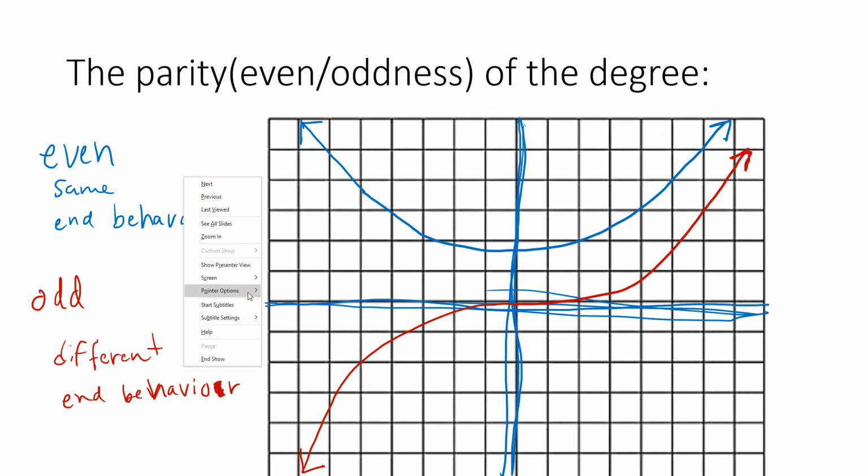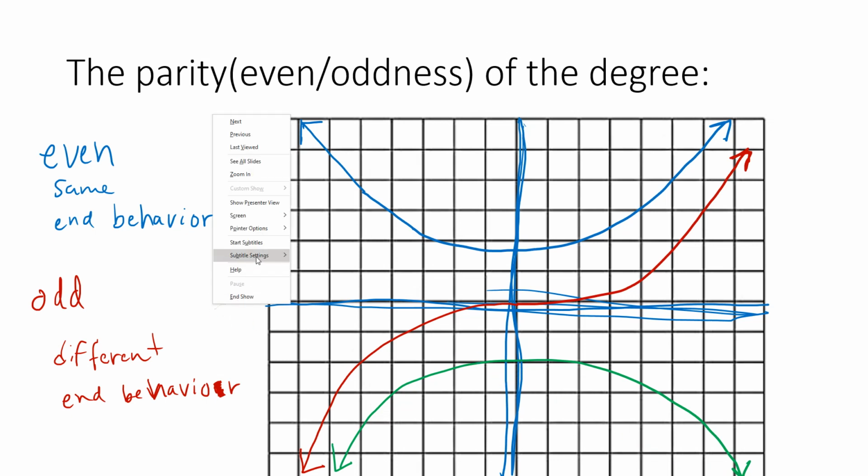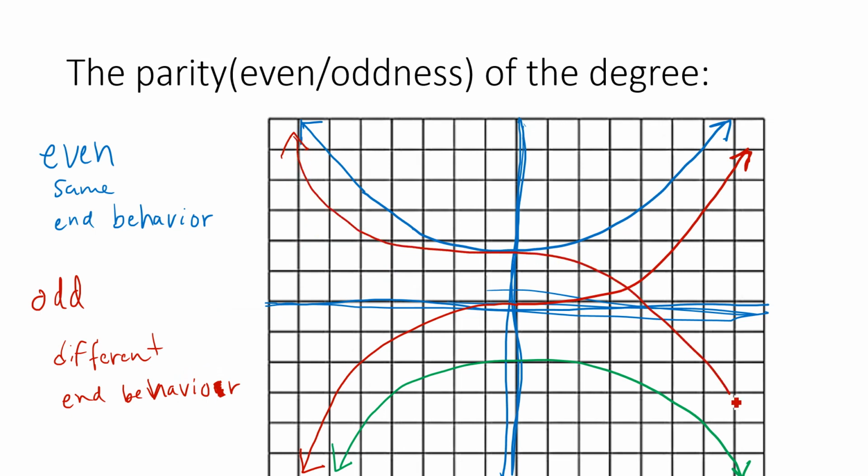That means that it can also be, let me change the color here. It could also be that they both go downward. Okay, and in the case of the odd one, because they both have different end behavior, meaning one side goes up and one side goes down, it could start off this way and then end this way.